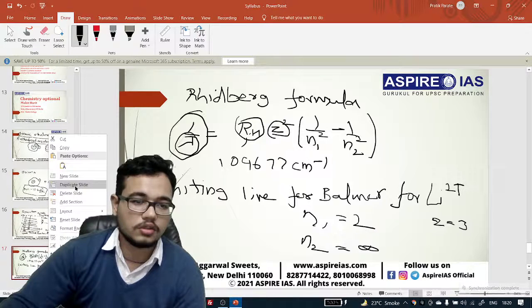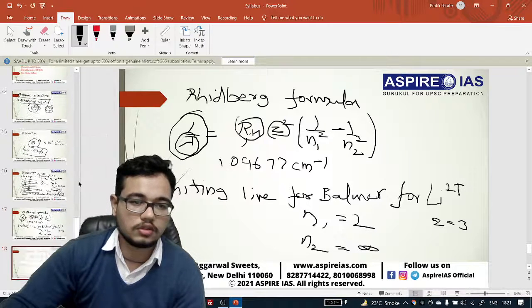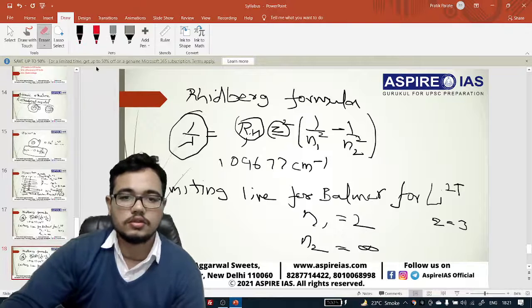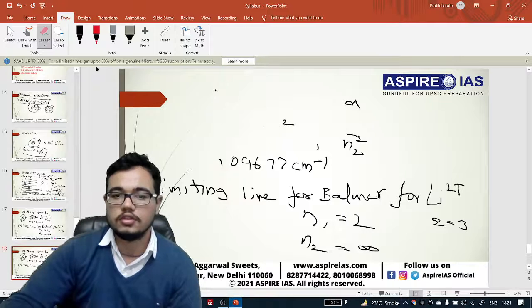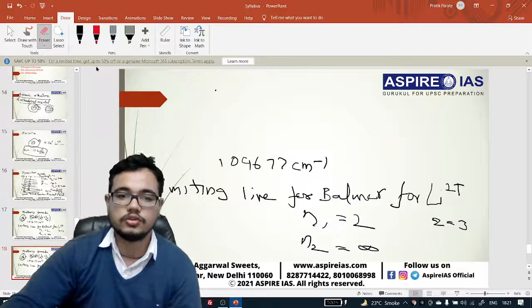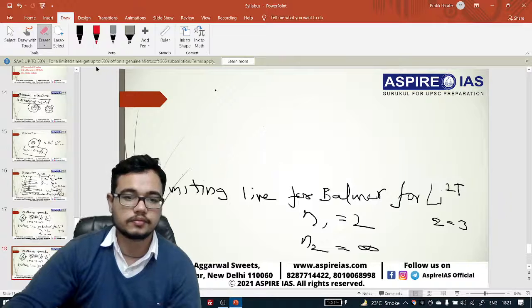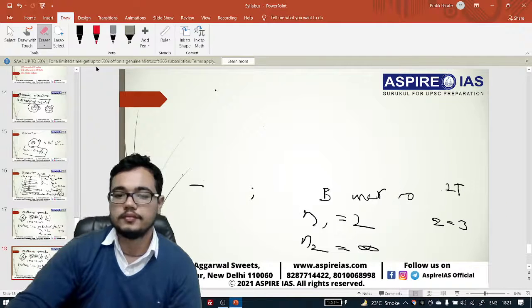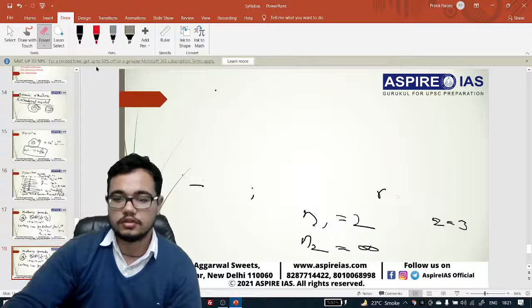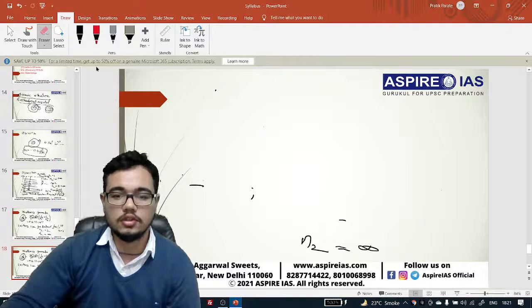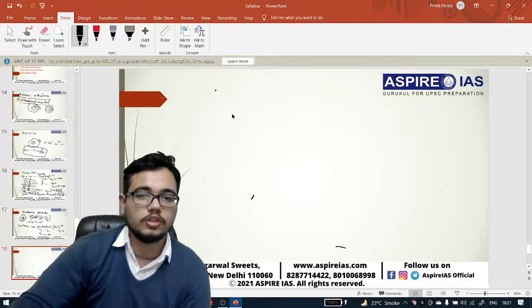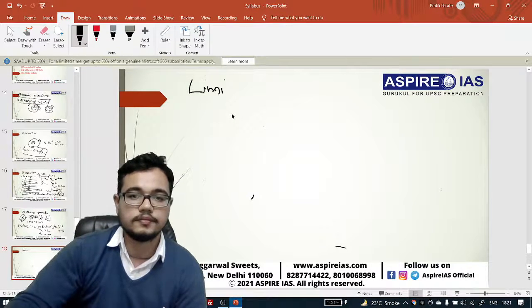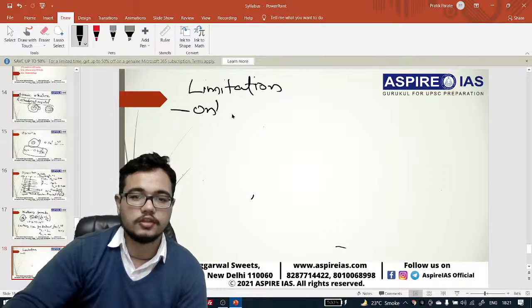Now after the Bohr model, there were some issues. What were the issues in the Bohr model? First of all, it was only applicable for single electron system. So the Bohr model limitation was that it works only for a single electron.